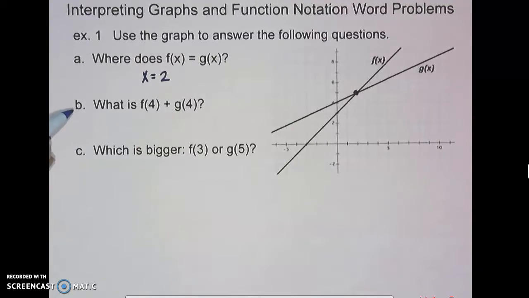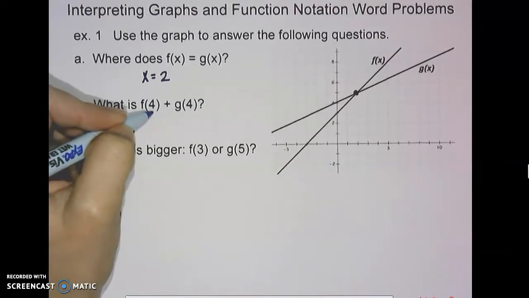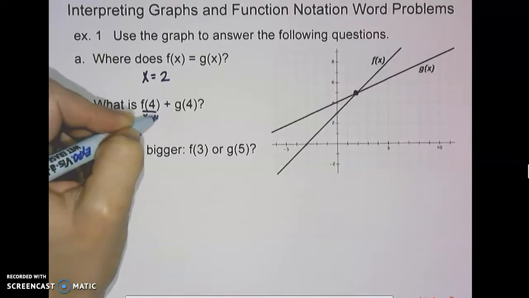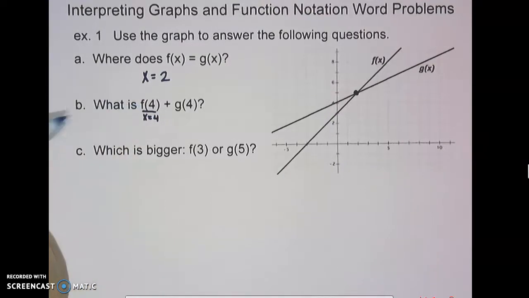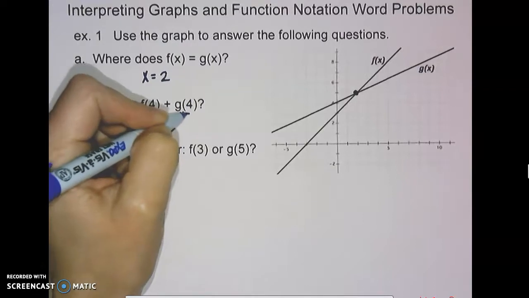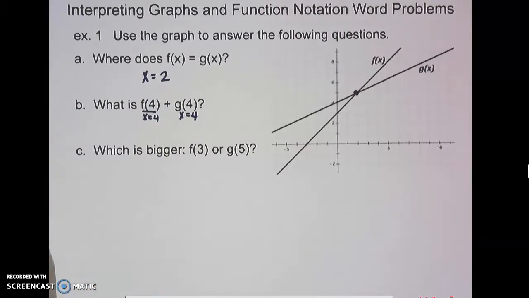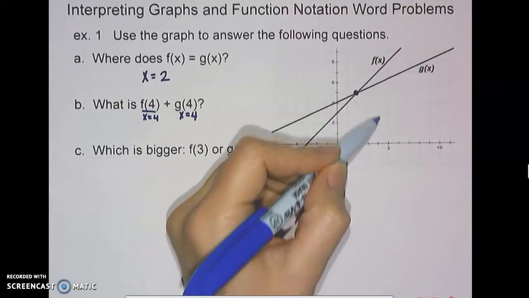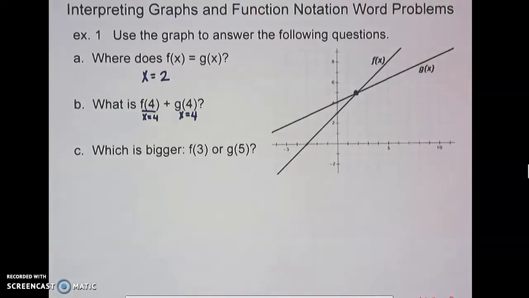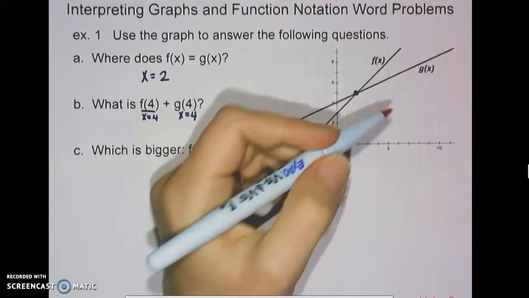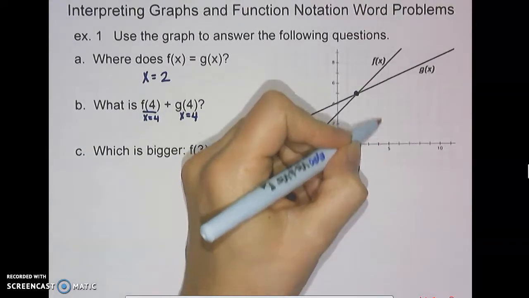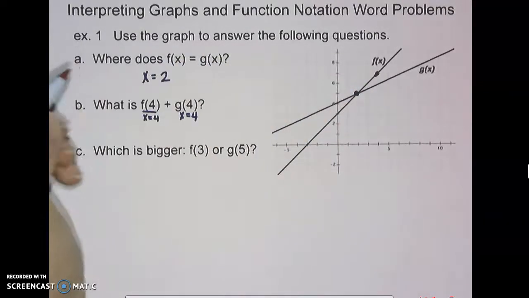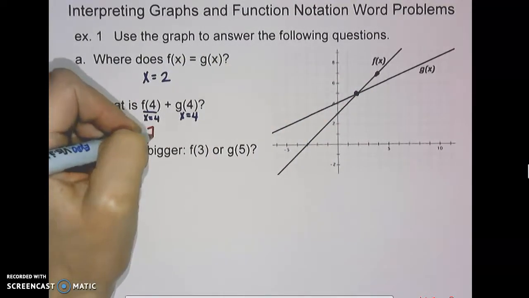The next question asks us, what is f of 4 plus g of 4? So with that, this tells us that we have x equals 4 in the f of x function, and this is telling us x equals 4 in the g of x function. So we got to be careful which one we're looking at for this. Okay, f of 4, we're going over to 4 and then up to the f of x function. So I'm even going to use a different color for this one. So here we are at f of 4. We follow it up to the f of x function, and that's going to give us a value of 7.